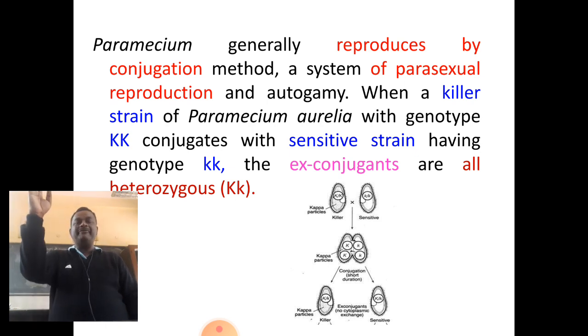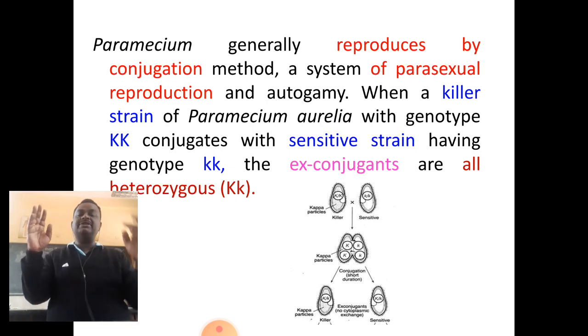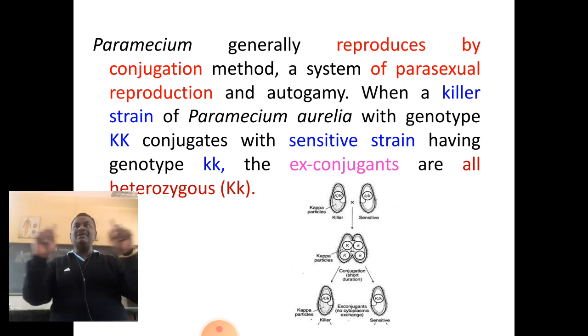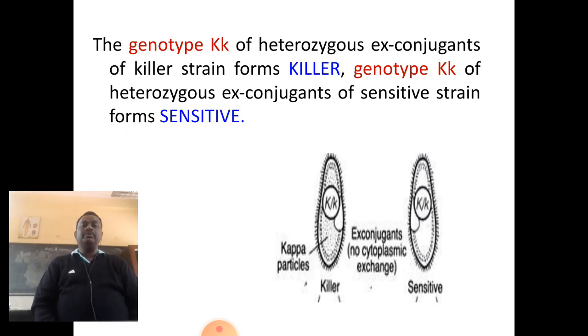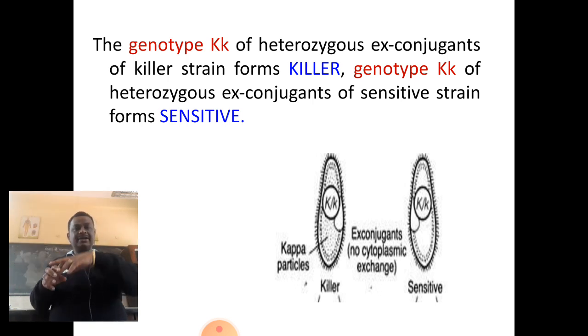One capital K from the homozygous capital K killer strain moved into the sensitive strain with small k. Similarly, one small k allele has entered into the killer strain. So, killer and sensitive strains have exchanged their alleles of genotype, only for a shorter period. Now, after the exchange of their nuclear material, the genotype of each of these ex-conjugants is one capital K, one small k. The ex-conjugant of the killer strain forms the killer strain only.